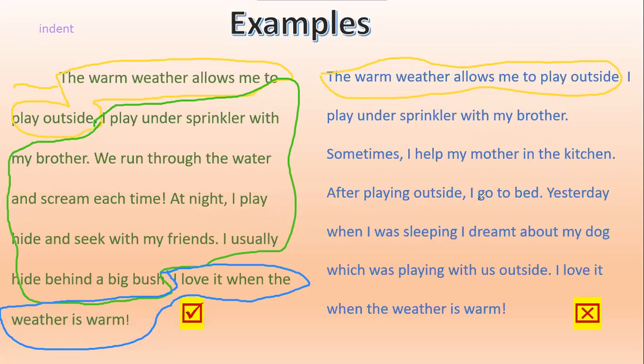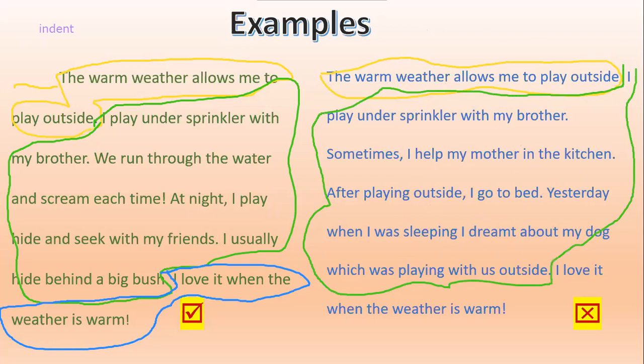After playing outside, I go to bed. Again, going to bed is coming. Yesterday when I was sleeping, I dreamt about my dog, which was playing with us outside. Okay, playing outside, but it's not the main point here. The main point is dreaming, but the paragraph is not about our dream. So this is off topic. These three sentences are off topic, not related to the main idea. So these supporting sentences are not good enough to develop the main idea further. These sentences are not related.